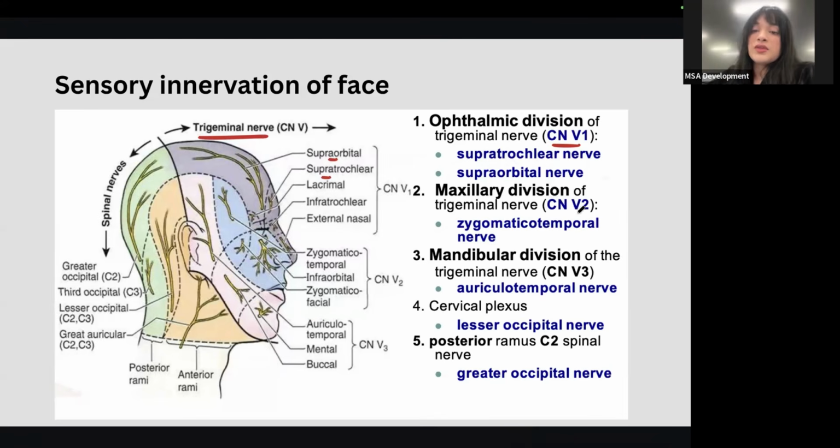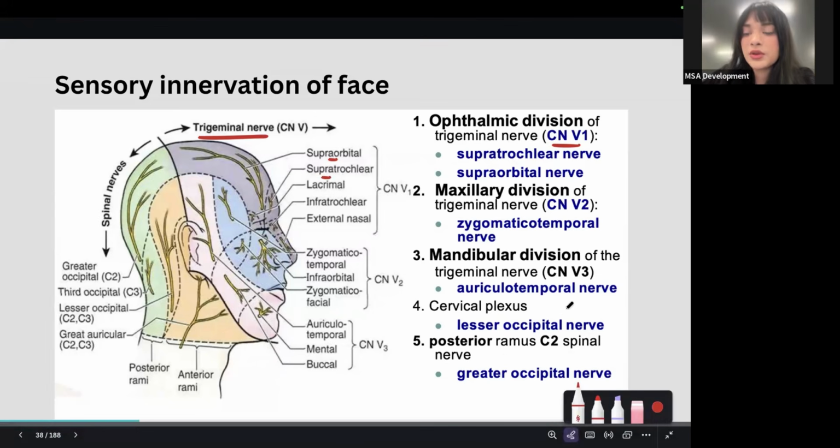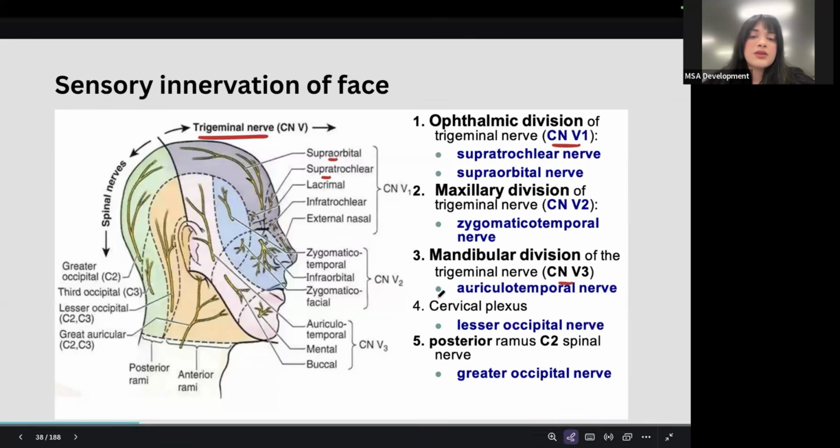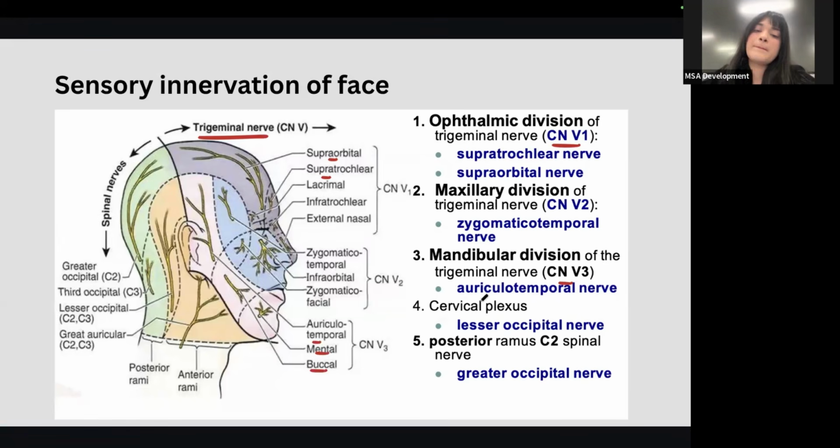Then you have the maxillary division, V2. It gives all these zygomatico-temporal and infraorbital and zygomatico-facial. So these three nerves are going to supply that. And then we move on to the mandibular division of the trigeminal nerve. So you have CNV3. Now this one at the bottom: auriculotemporal, mental, buccal. So that is the mandibular division. It just supplies the mandible. It's all in the name. Ophthalmic is around the eyes, like around here. And then you have the maxillary division, and you have the mandibular division at the bottom.